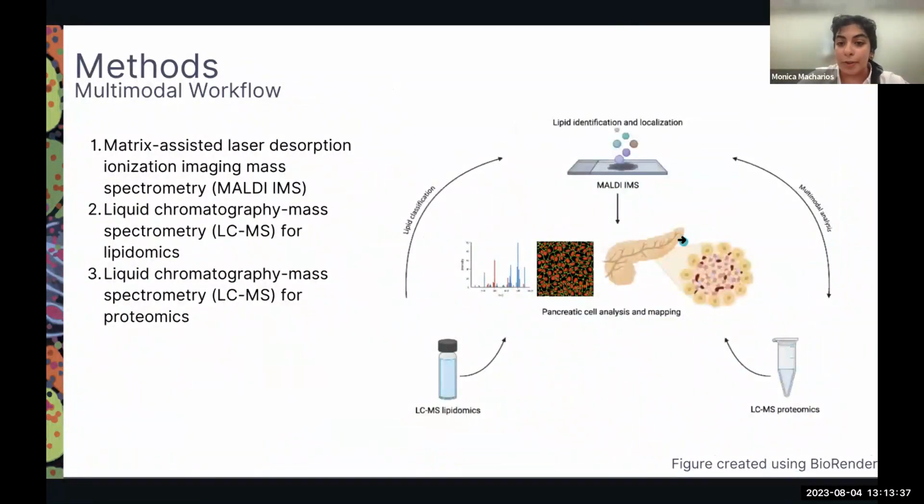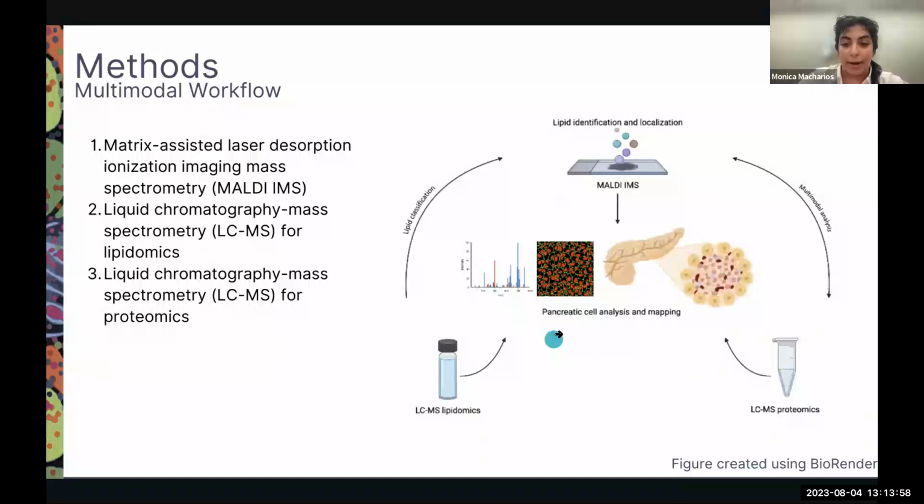So to research this question, I used three methods, one being matrix-assisted laser desorption ionization imaging mass spectrometry, or MALDI-IMS, and the other two being liquid chromatography coupled to mass spectrometry, one for lipidomics and one for proteomics. And I have this figure here to show how the three methods inform one another.